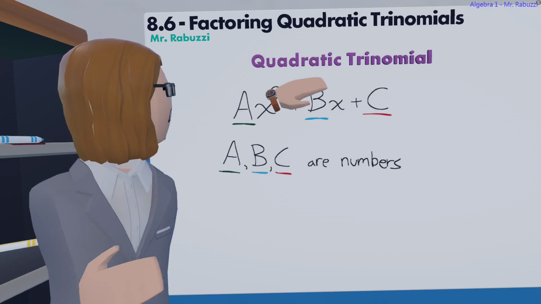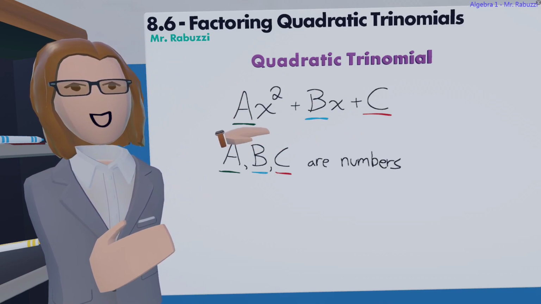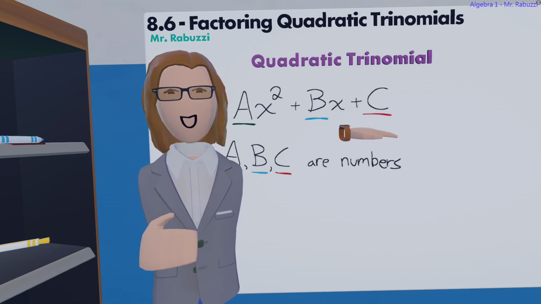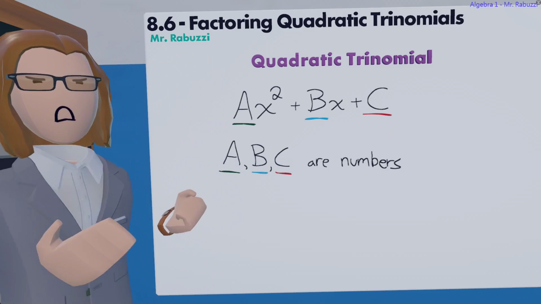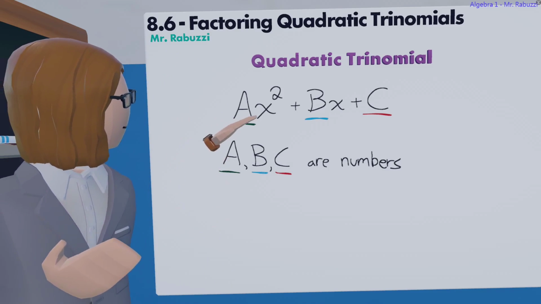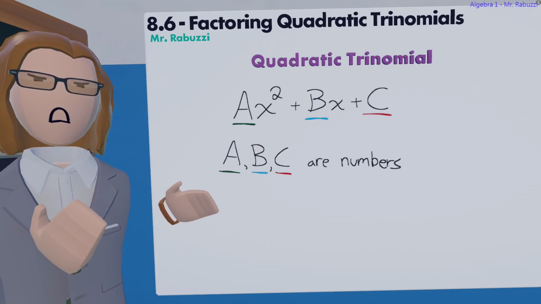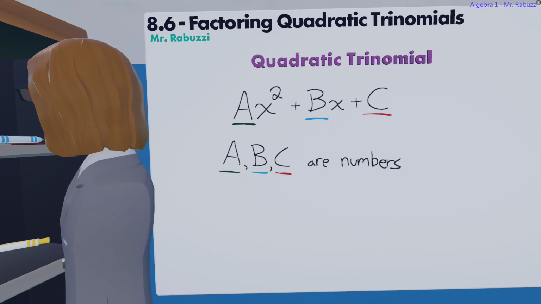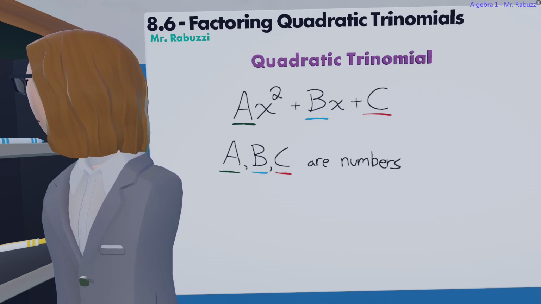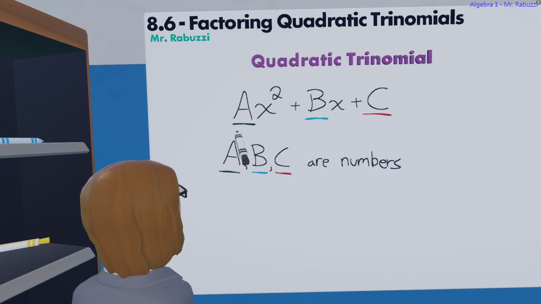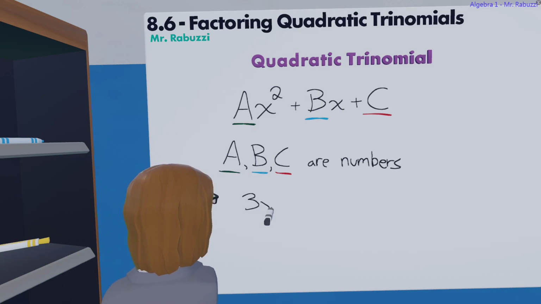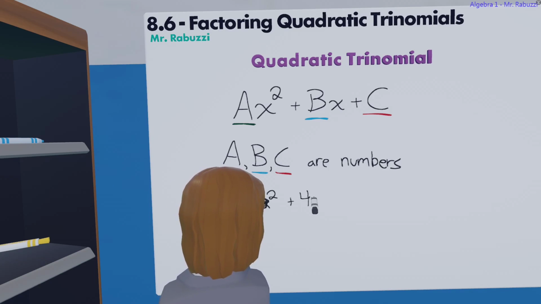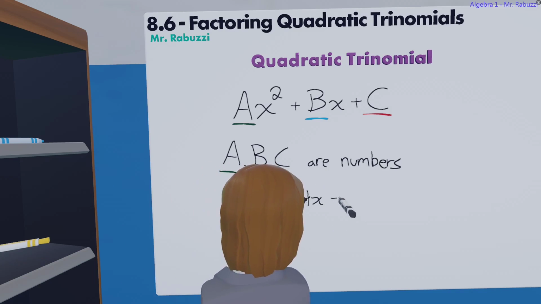This is the standard way that we write them. We put the x squared term first, then the x term, then the number term, the constant term. So this looks like a lot of stuff, but A, B, and C, when you see it in a real quadratic, they will just be numbers. So for example, we just name them A, B, C, but you might have something like 3x squared plus 4x minus 10. I don't know.